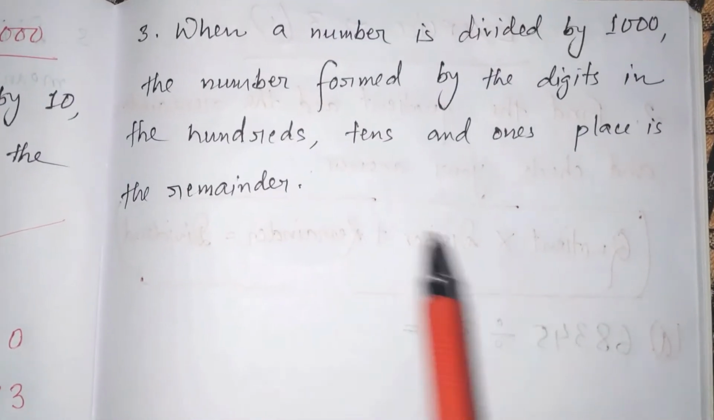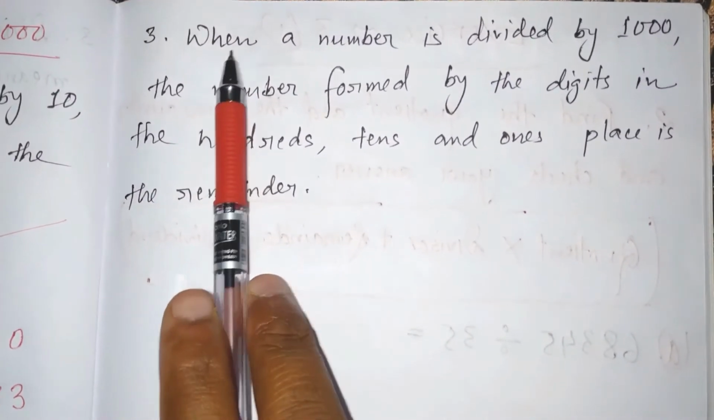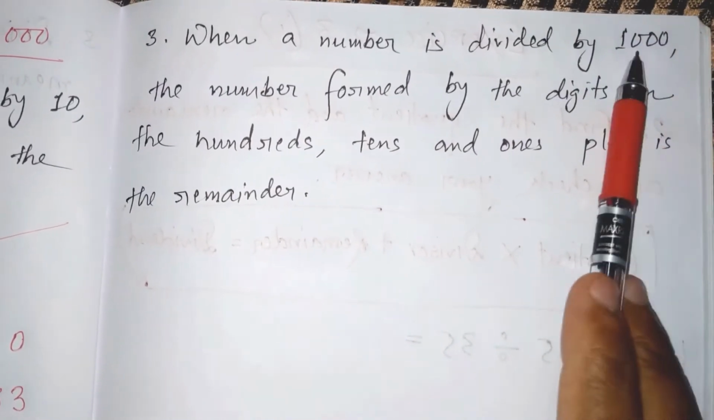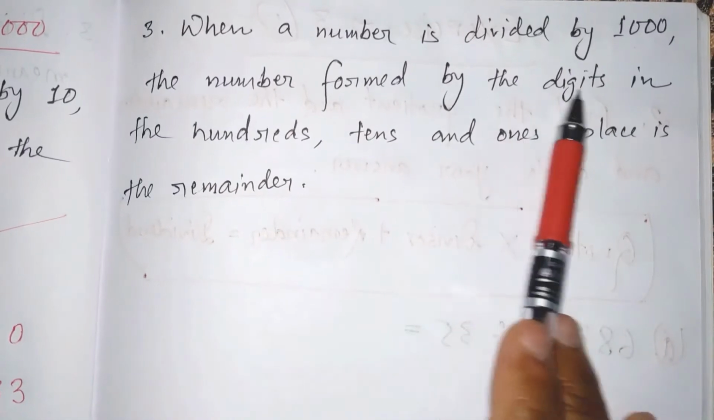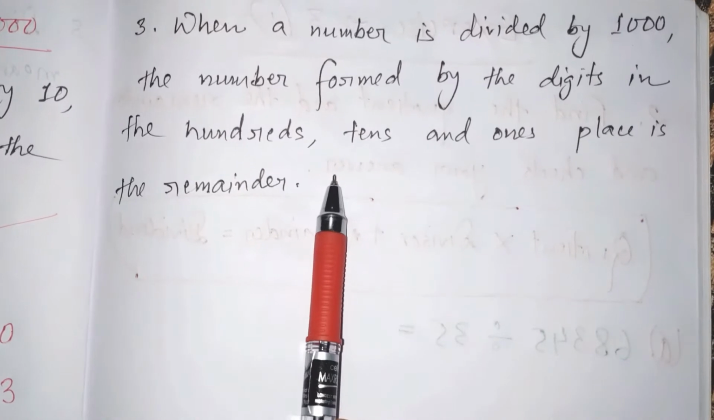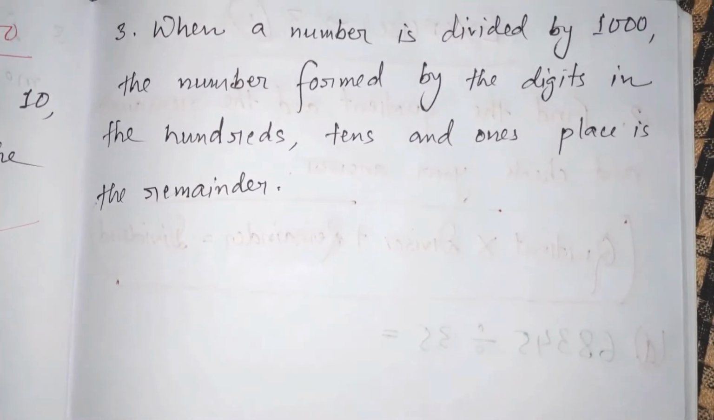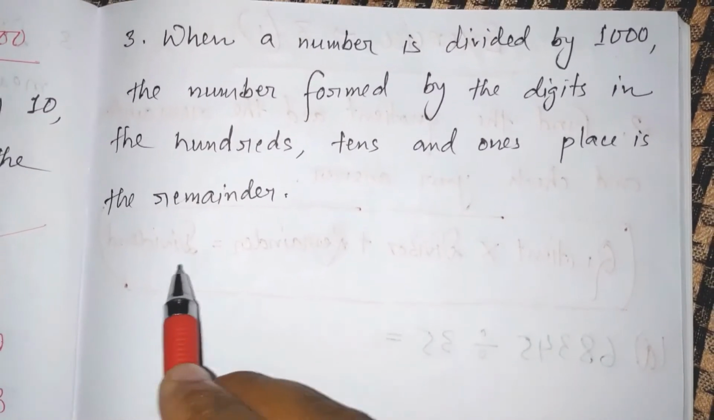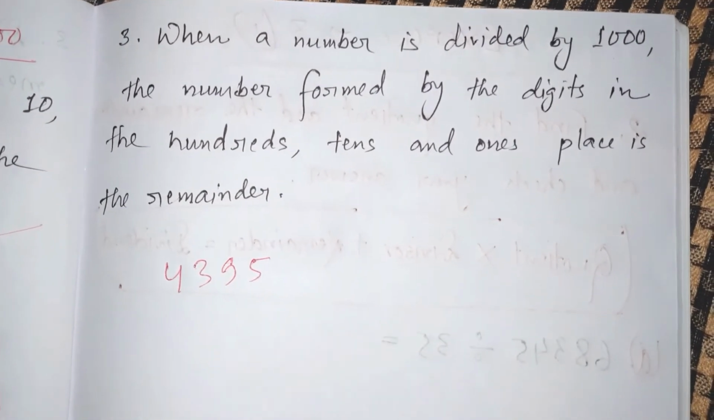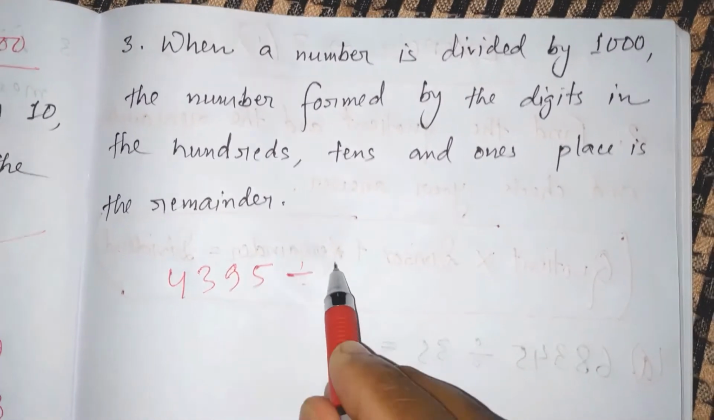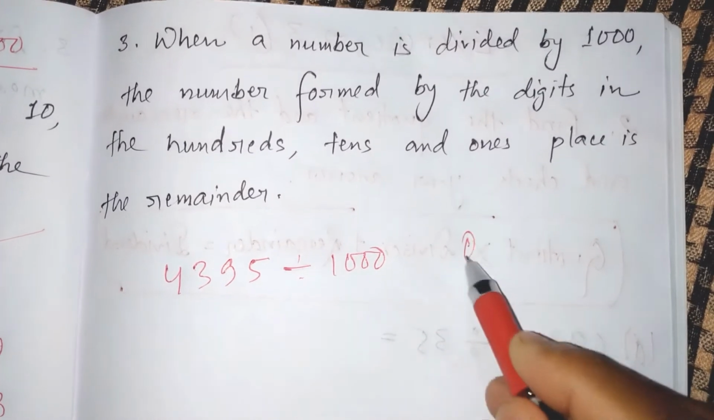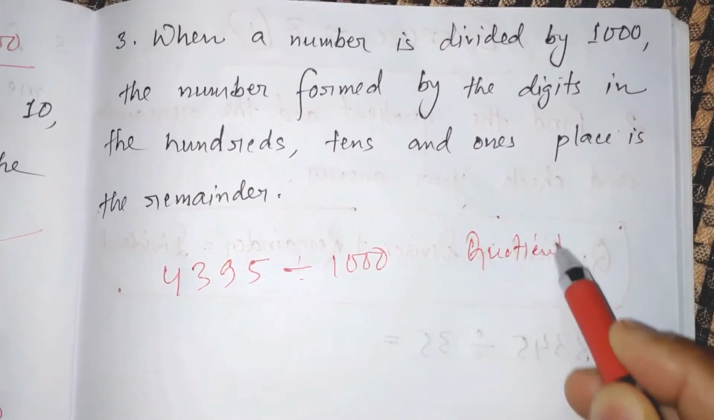Students, this is the third one. When a number is divided by 1000, earlier it was 100, now you have 1000, the number formed by the digits in the hundreds, tens and ones place is the remainder. This is also pretty easy like the earlier one. I'm taking a number like 4395, and if I divide it by 1000, here you have the quotient and remainder.